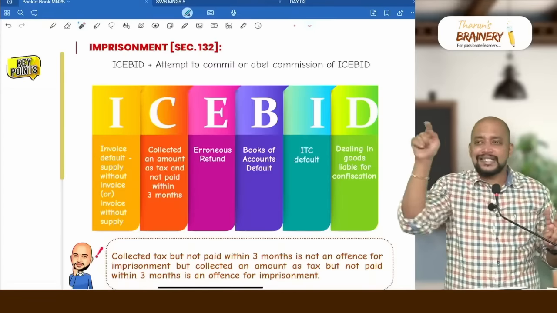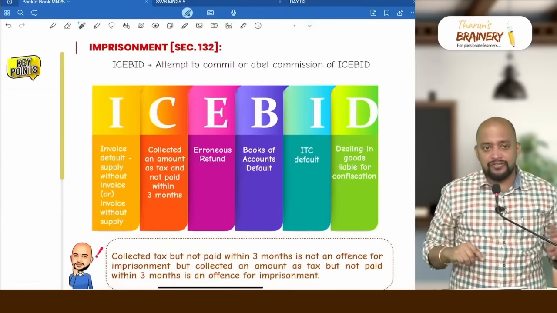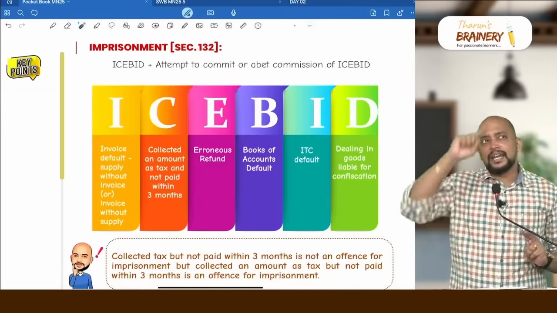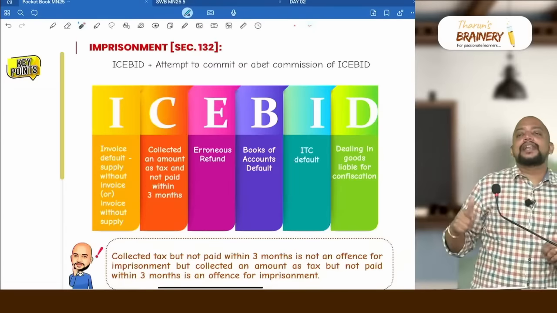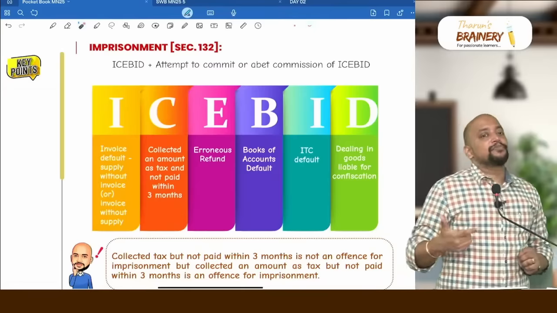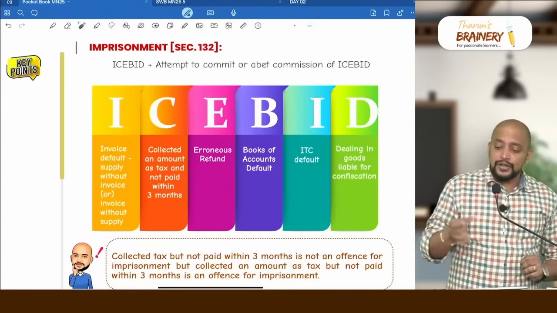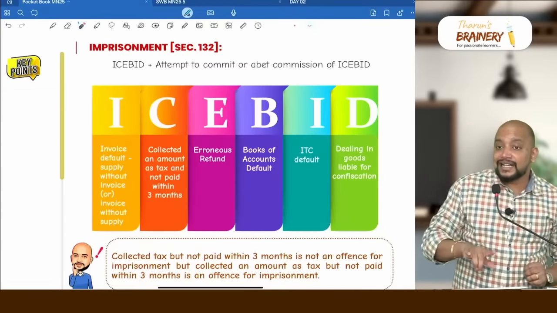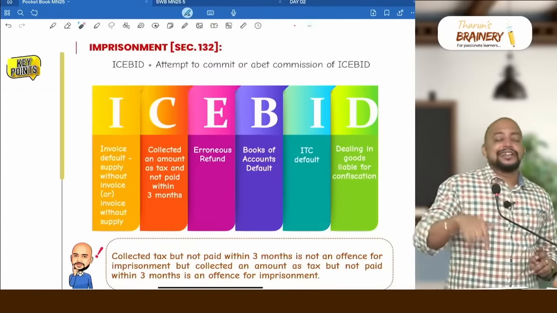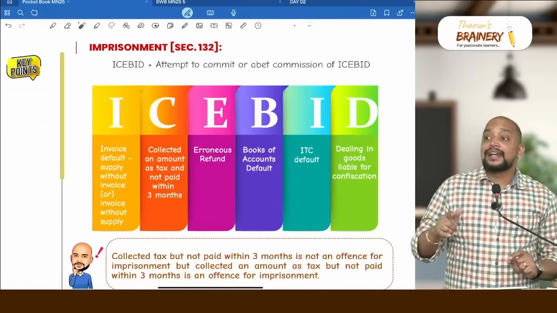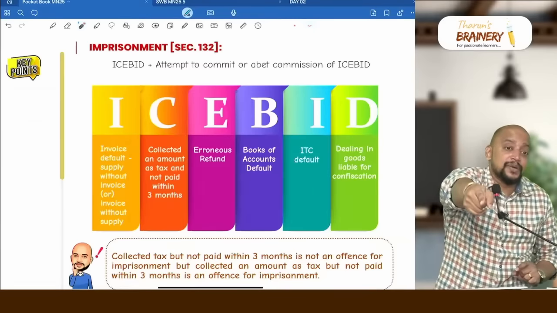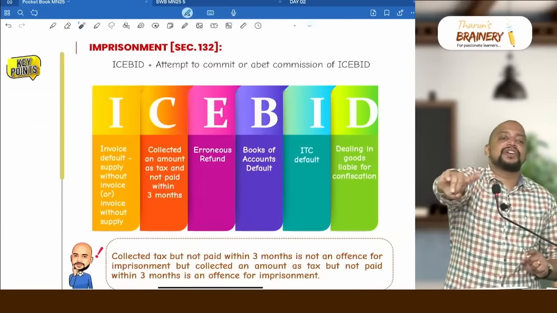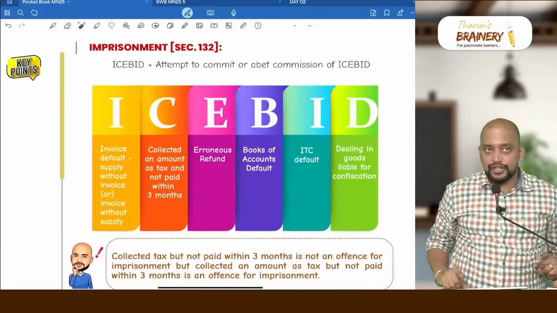Okay, so ICE, I for invoice default. C, in BIODISCREDITED TFT, what is C? Collected tax or collected an amount as tax not paid within 3 months. In these 2, which is more severe? Collected an amount as tax, that is only given for imprisonment. Collected an amount as tax and not paid within 3 months, but collected tax not paid within 3 months is not an offence for imprisonment. Okay, be careful with respect to this.